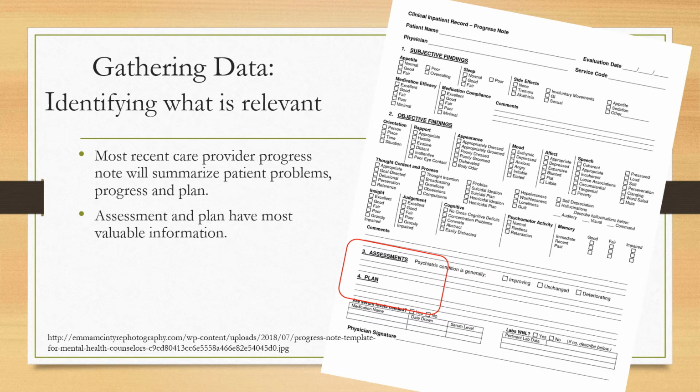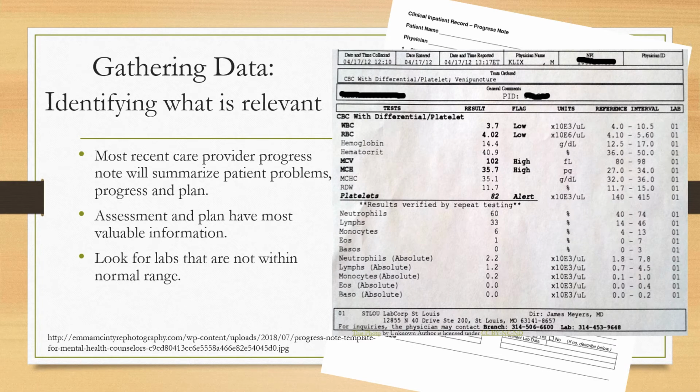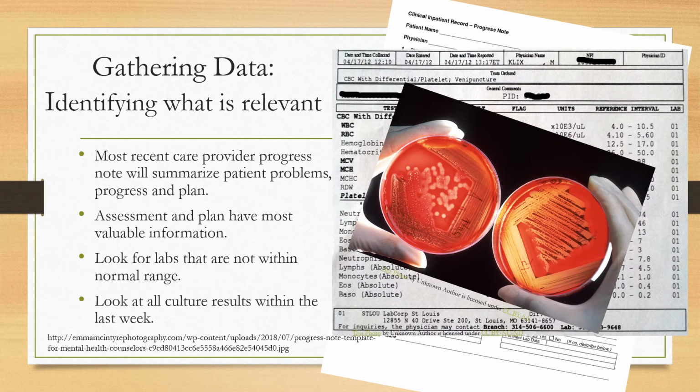Assessment and plan have the most valuable information on that progress note. Look for labs that are not within normal range. Look at all culture results within the last week.